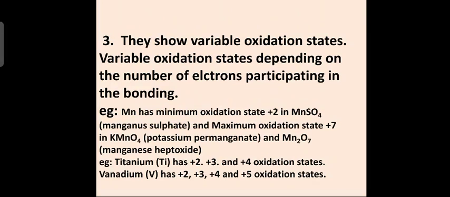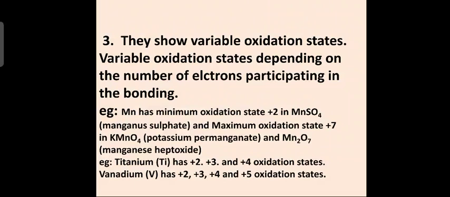Example, manganese shows an oxidation state of +2 in manganese sulfate. What is the charge of sulfate? -2. Correct. So the oxidation state of manganese is +2. Whereas in potassium permanganate, molecular formula KMnO4, you can find out the oxidation state. Oxygen has -2 charge, so -2 into 4 is -8. Potassium is +1, therefore manganese is +7. Therefore, manganese has +7 charge in the potassium permanganate molecule.